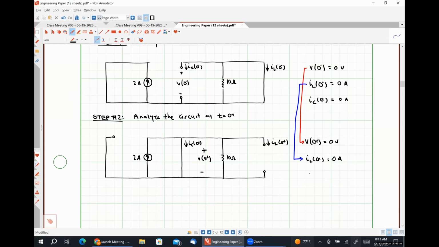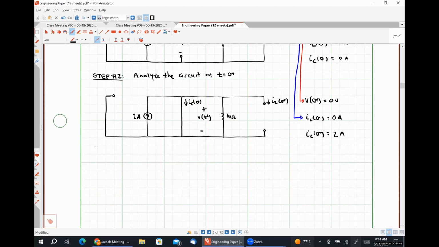And now we can figure out what IC at 0 plus is. And to me, that looks like it's going to be 2 amps, right? All of the current from our current source will flow through the short circuit that's representing our capacitor at t is equal to 0 plus. So we should have 2 amps of current there.